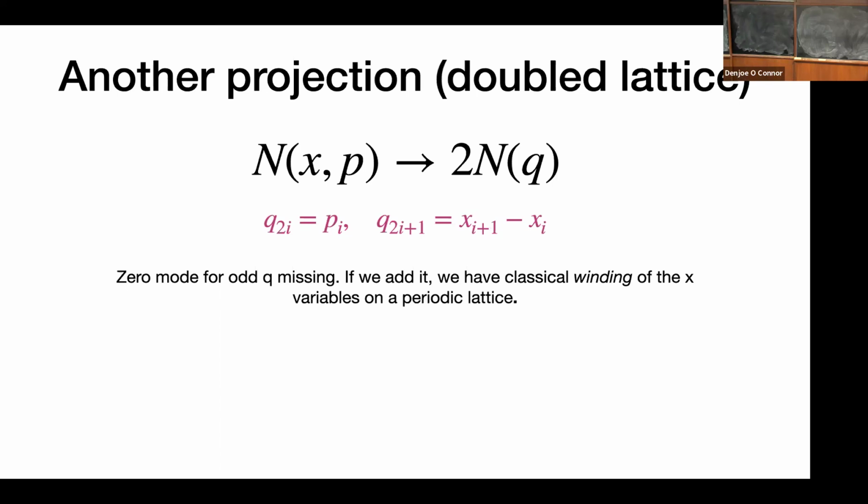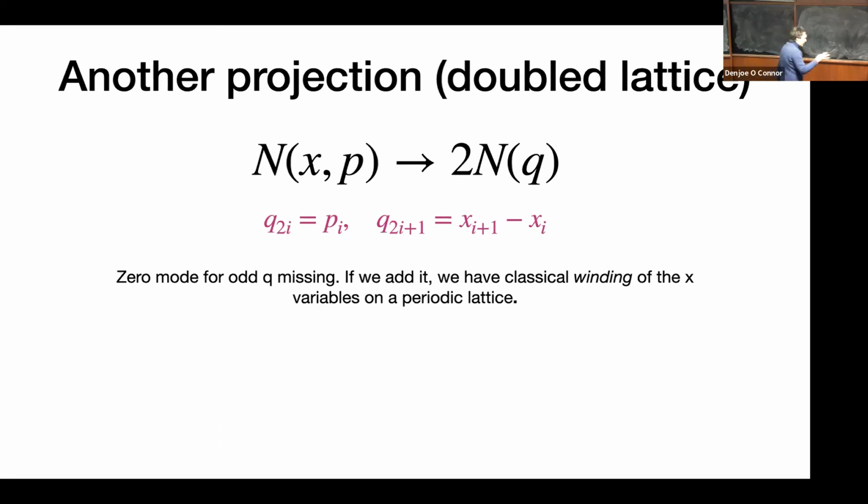So when I take it periodically on a circle, one of the zero modes is missing, meaning the, let's say, q odd or the q even. In this case, the q odd. So the idea is that when you start with n, you end up with two n variables, but you're missing one of the zero modes.